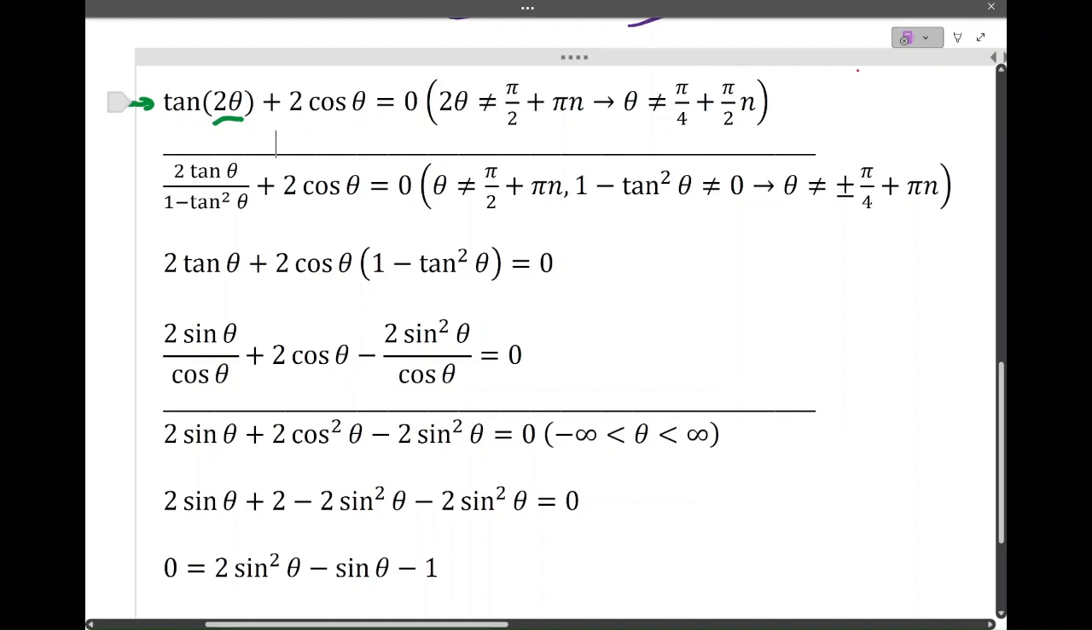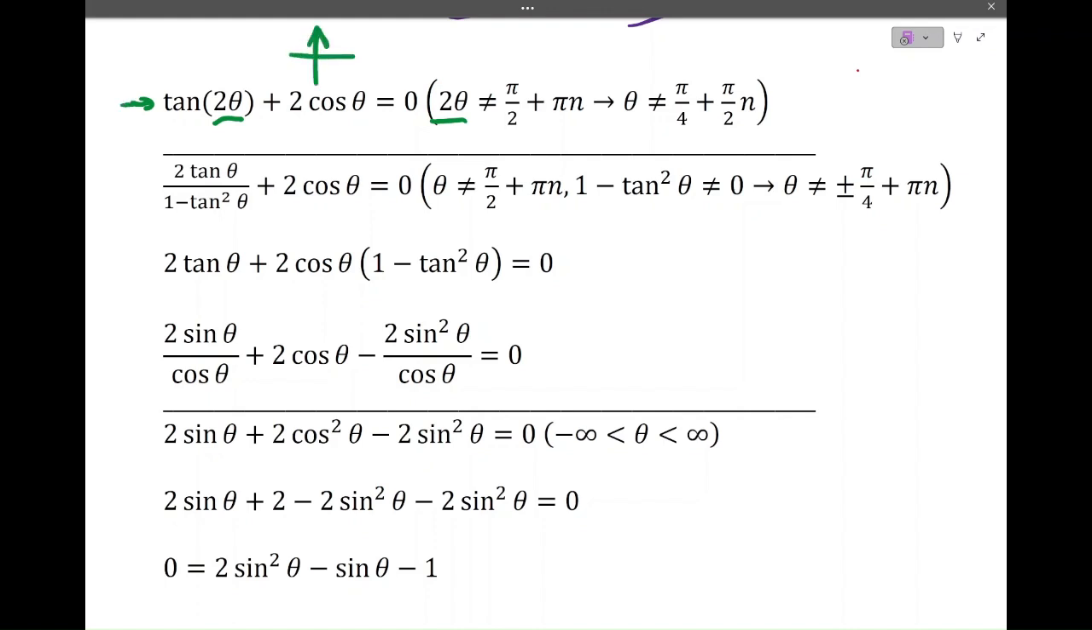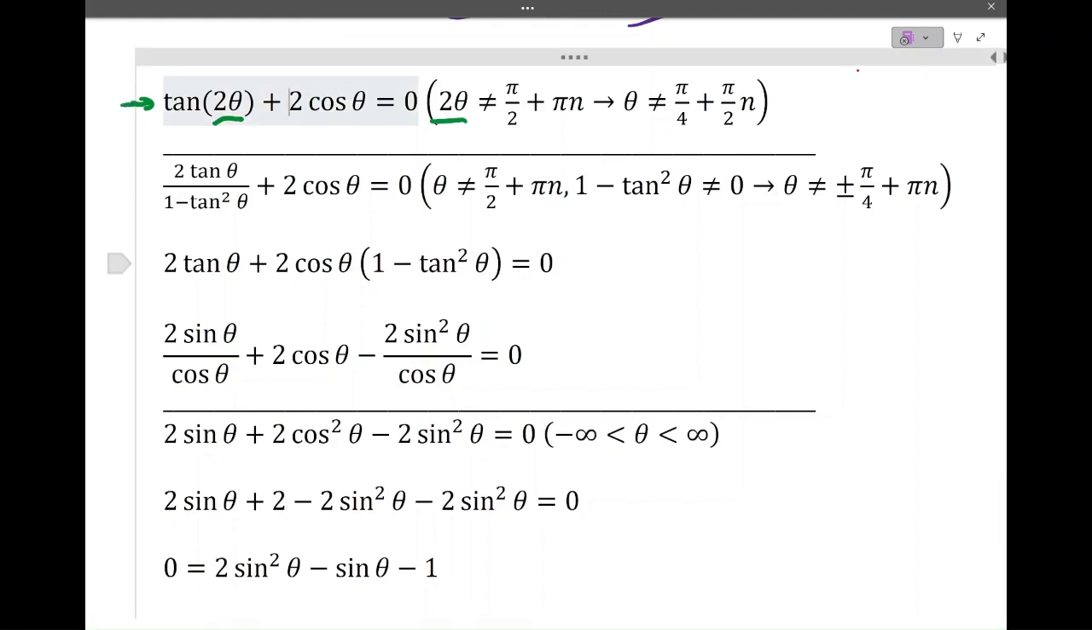If your angle, the terminal ray, points directly upward or directly downward, then your slope is undefined, and therefore you have no tangent value. So that's going to happen when your angle that you're taking the tangent of, which is 2 theta, not theta, is pi over 2, or 3 pi over 2, or 5 pi over 2. Again, any angle that ends up looking like this, or points straight downward like that. Okay, so that's going to be pi over 2 plus pi n. In other words, theta cannot be pi over 4 plus pi over 2 n.